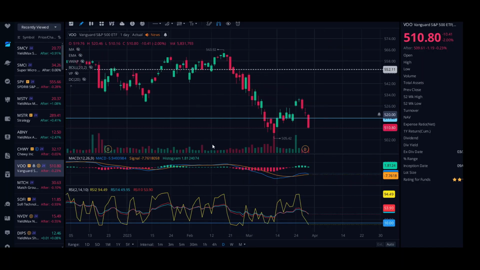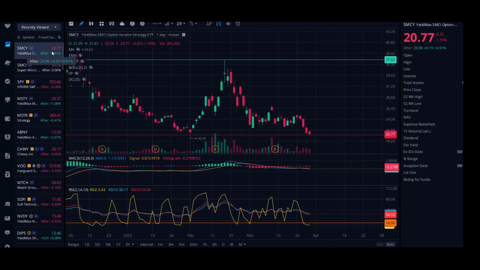And as you can see right here, VOO did get down to $510.80. We are below the 10. It is sitting at 5.5 on the RSI 2. MACD is starting to curve down. It could cross down, so we could see this come on down, but we'll see.